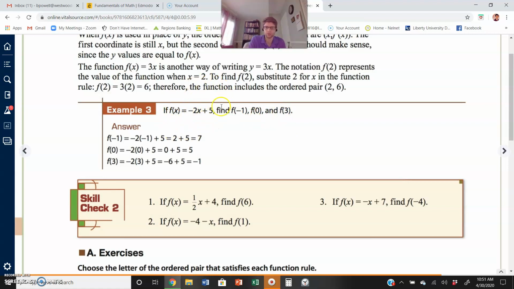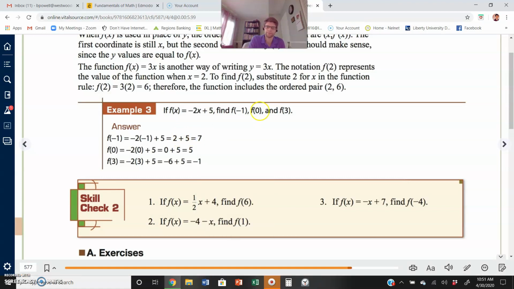So we have our function rule, so we're going to take the first x, and we're going to plug in negative 1 wherever we see an x. So it's negative 2 times a negative 1 plus 5. Negative 2 times negative 1 is a positive 2. So 2 plus 5 equals 7. So our y is 7. Let's plug in a 0 to our function rule. Negative 2 times 0 is 0. Plus 5, we get the y of 5. Let's plug in 3. Negative 2 times 3 is a negative 6. Negative 6 plus 5 is negative 1.